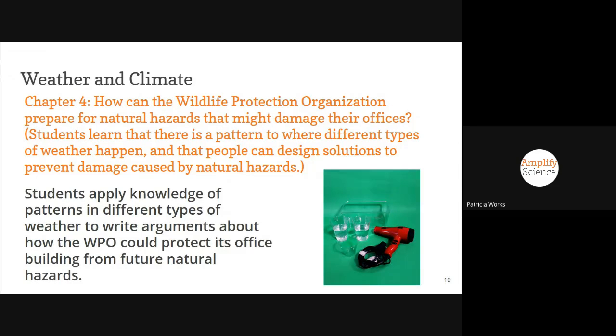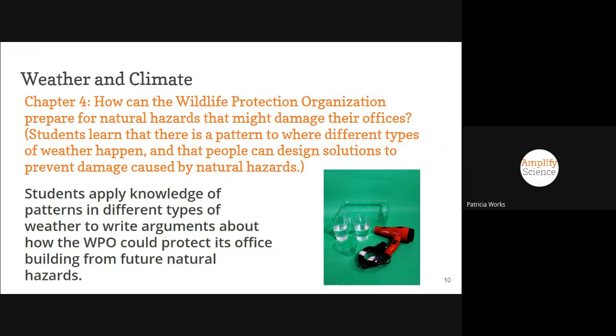In the final chapter of the unit, students will engage in looking at how they can protect buildings from damage by weather-related natural hazards as they work to protect the Wildlife Protection Organization offices from weather-related hazards. In this chapter, students analyze data about natural hazards and use maps to predict possible local natural hazards. They plan, make, and test model structures that can withstand hurricane conditions, and they write arguments about what changes the Wildlife Protection Organization should make to protect its office buildings from future natural hazards.